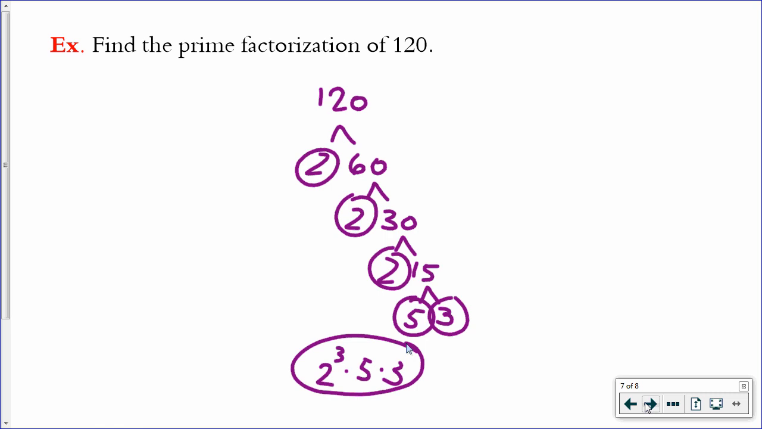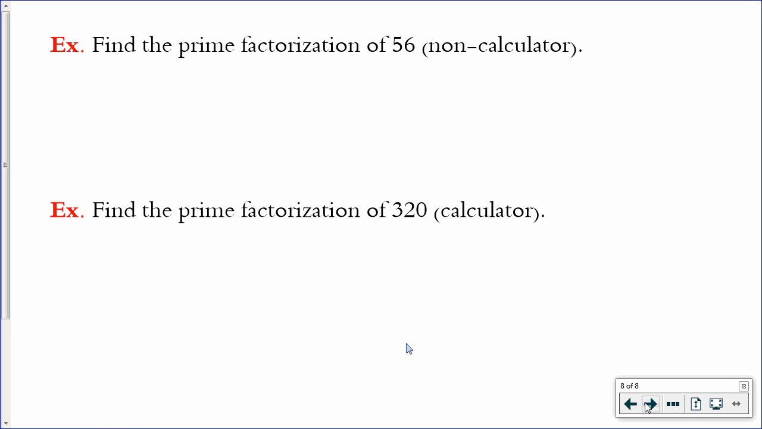And then there's a couple more examples for you to practice the prime factorizations of. And that's all.